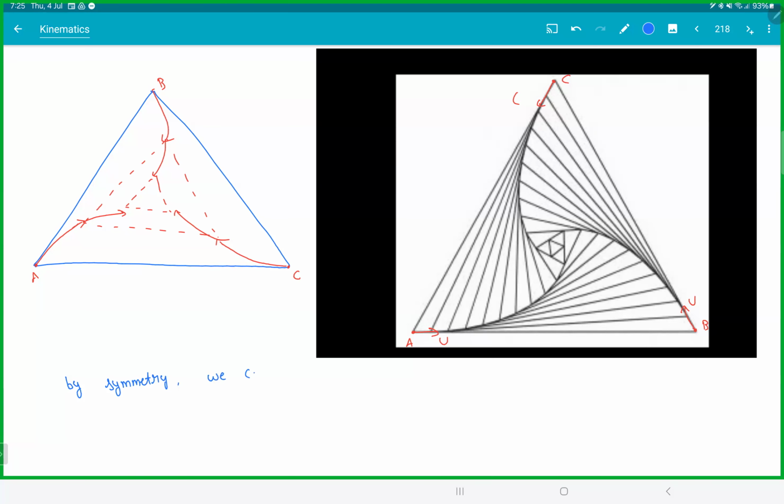By symmetry, we can observe A, B, and C always form an equilateral triangle. Whenever you join them at any point of time, they'll always form an equilateral triangle, which is shrinking and rotating, which is becoming smaller also, and rotating also.